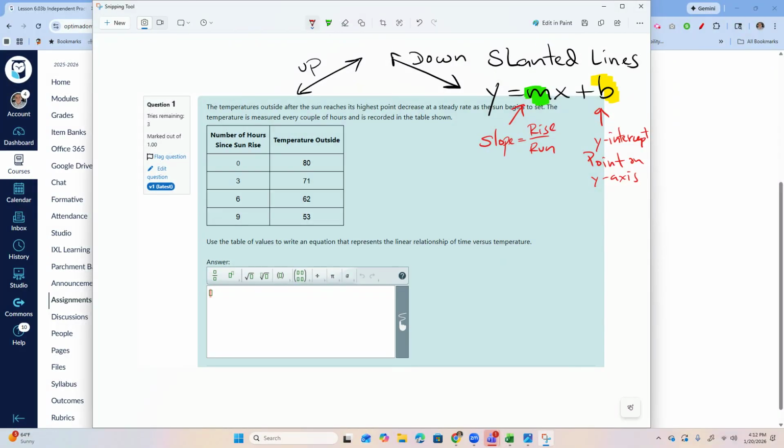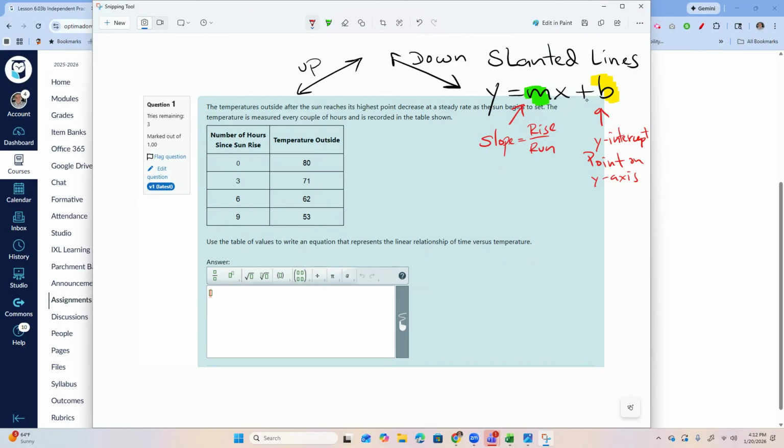Okay? Now, in the last lesson, you were able to see those numbers from the picture, from the graph. But here we don't have a graph, we have tables. So that's what I'm going to explain to you. How do you find b and m from the table? Okay, let's start with b. Step number one, find b first.